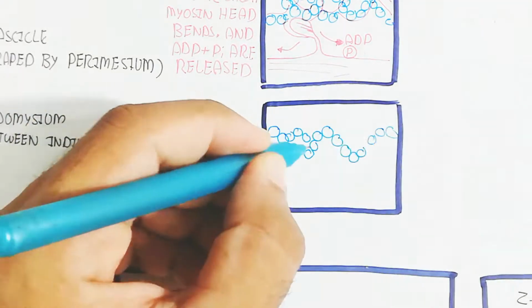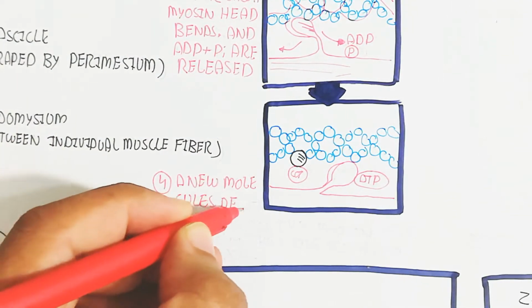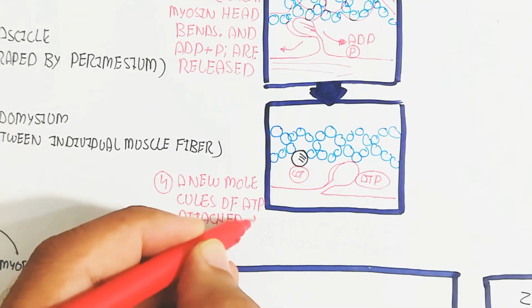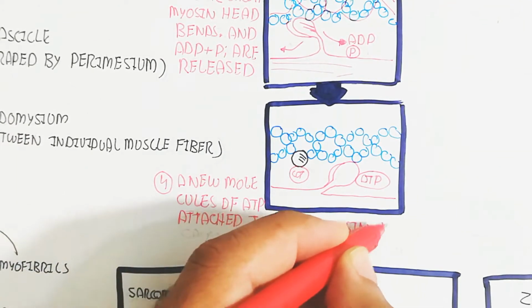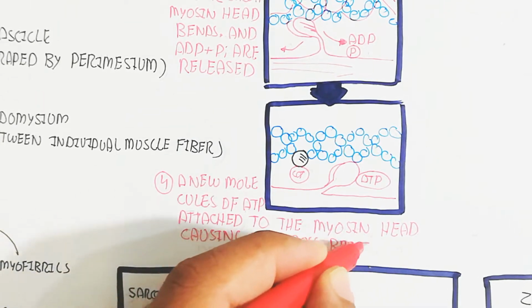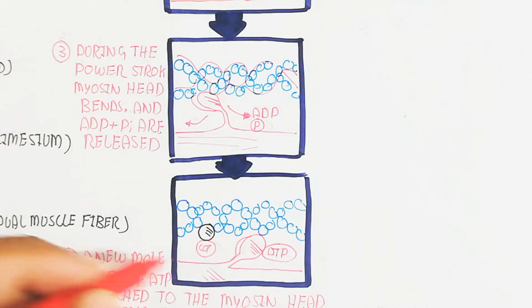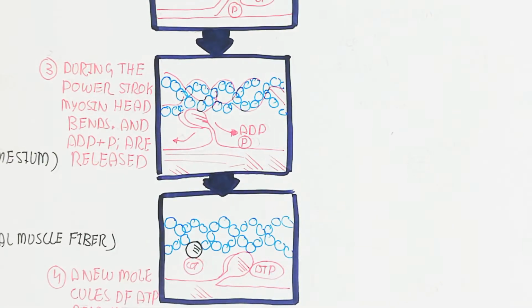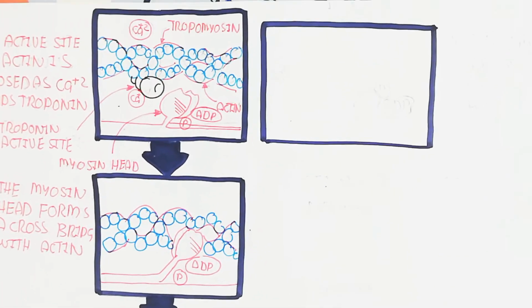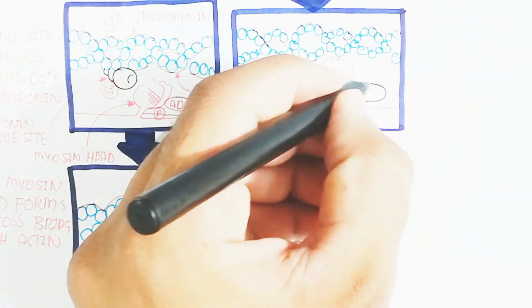After the release of the inorganic phosphate, the ADP will separate and the ATP will be added. A new molecule of ATP attaches to the myosin head, causing the cross bridge to detach. So the detachment is very important. After death, the ATP will be decreased, which makes contraction of muscle impossible, and this is known as rigor mortis.